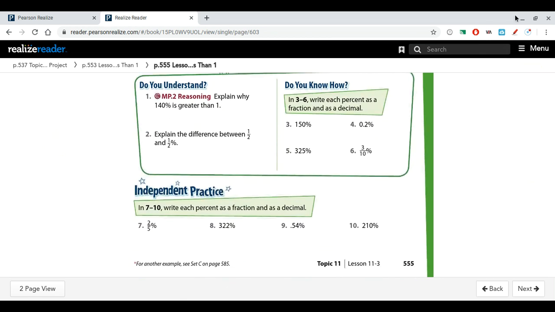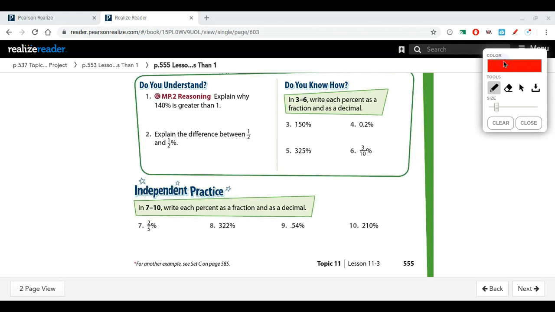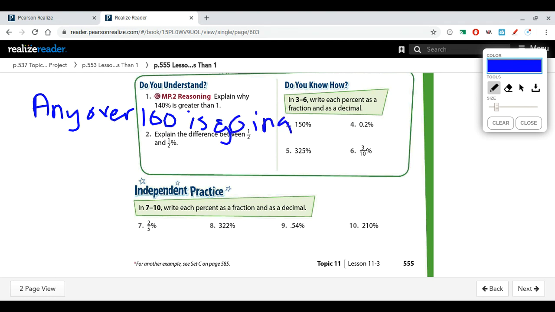Explain why 140% is greater than 1. Well, 140% is greater than 1 because I have 40% more than 1. Okay, so anything greater than 100, anything over 100 is going to be greater than 1.